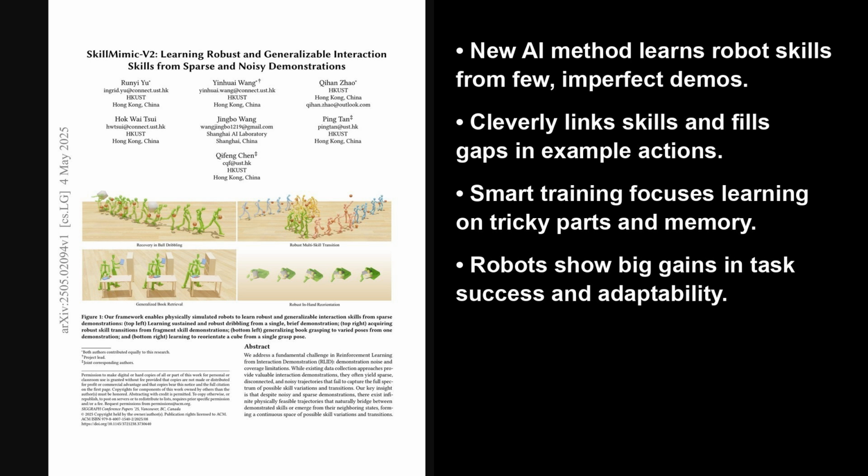In essence, SkillMimic-V2 tackles how AI can learn complex skills from very limited and imperfect examples, a core challenge in reinforcement learning from interaction demonstration. It achieves remarkable robustness by using its stitched trajectory graph to find links between skills and its state transition field to fill in missing steps, complemented by smart training techniques like adaptive trajectory sampling and a history encoder.